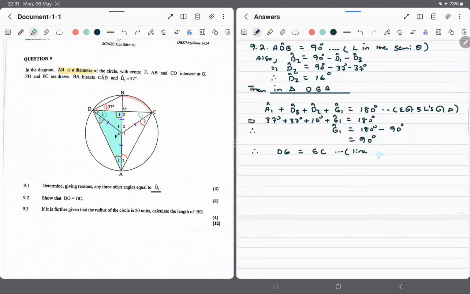We can say line from center perpendicular to chord. So this one is more of an anterograde situation. We're not working back, we're working forwards.